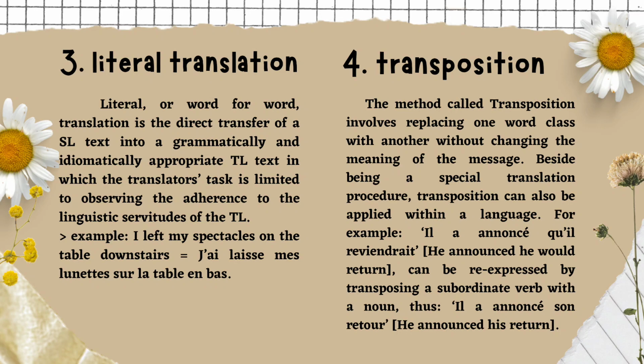Next, number 4, transposition. The method called transposition involves replacing one word class with another without changing the meaning of the message. Besides being a special translating procedure, transposition can also be applied within a language. For example, "il annonça qu'il reviendrait". The meaning is he announced he would return. It can be re-expressed by transposing a subordinate verb with a noun, thus il annonça son retour, or he announced his return.